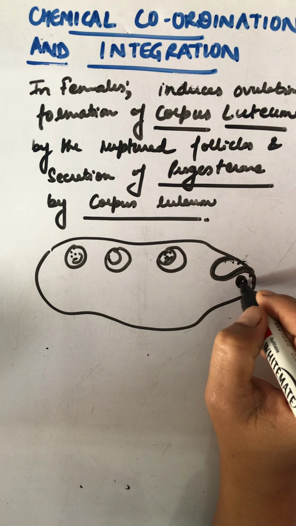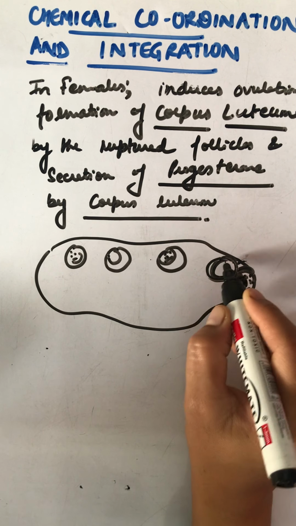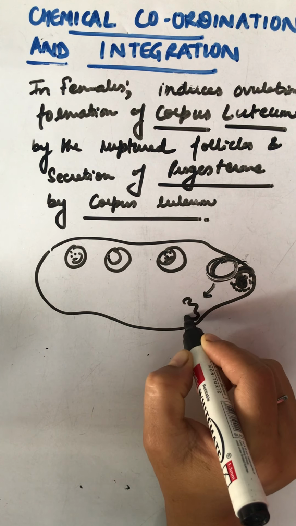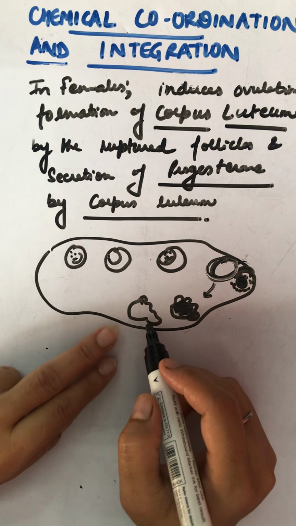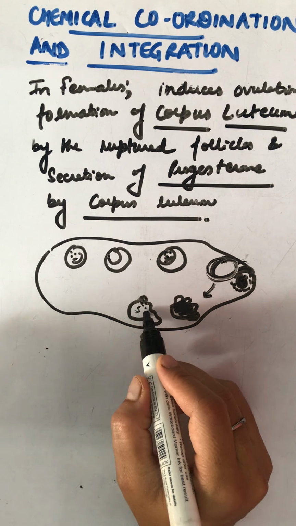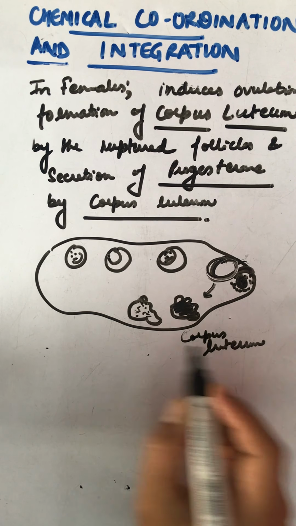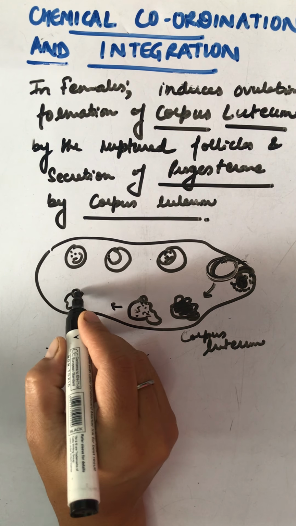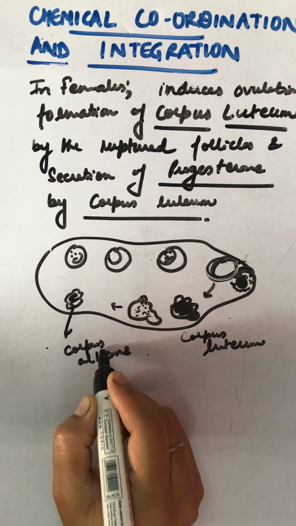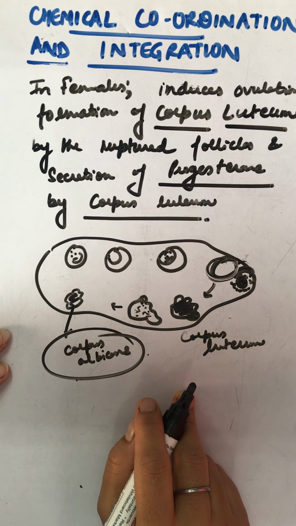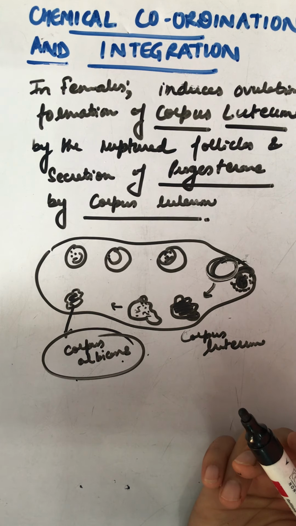Now when the ova is released, supposing this is the ova which got released, this mass of this cavity will start regressing, okay, and turns into corpus luteum. The regressing mass turns into corpus luteum. Later what does it become? Corpus albicans. What is its fate? Not known even to doctors. Nothing is known about what happens to it, but yes, it gets degenerated.